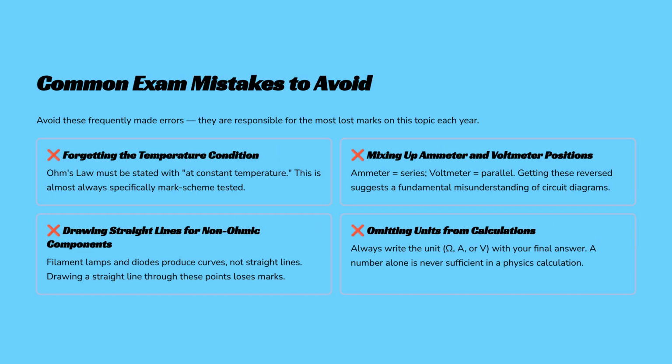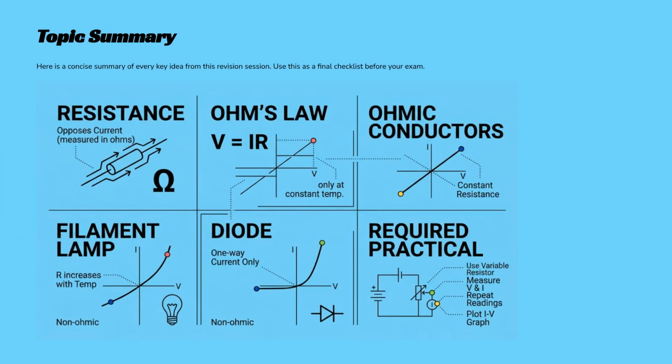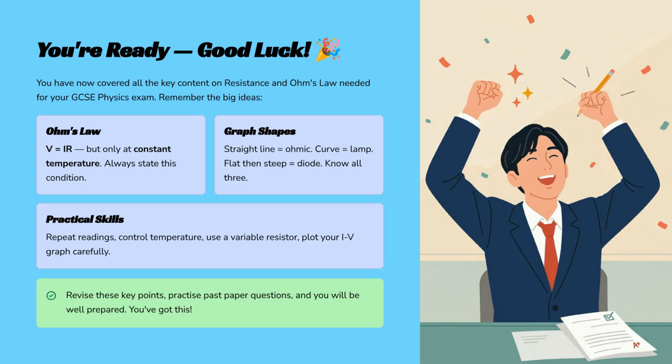Be ready to sketch and label all 3 IV graph shapes: the ohmic resistor's straight line, the filament lamp's curve, and the diode's unique asymmetrical shape. Don't lose marks on units. Current is in amperes, voltage in volts, and resistance in ohms. Always include these clearly in your final exam answers. To wrap up, remember to control temperature by switching off between readings, always repeat and average your data, and use your best fit line to analyze your results.